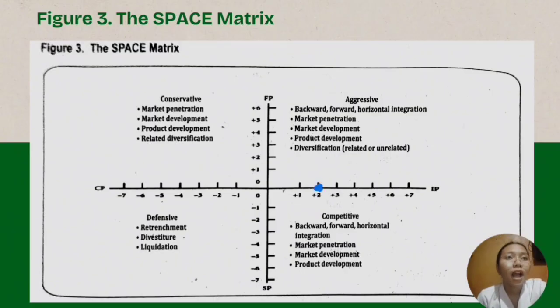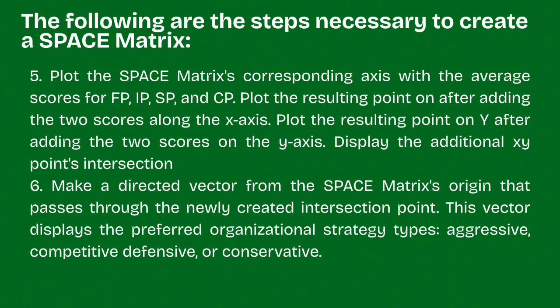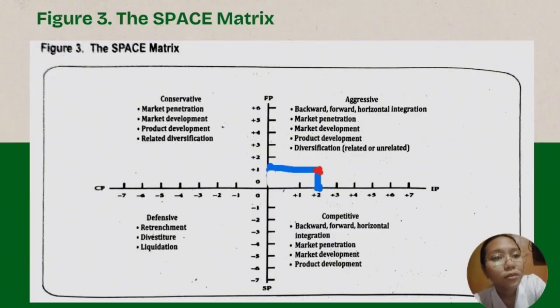Right here. And then ang y coordinate is positive 1. Right here. And then i-plot din nimo kung asa sila nag-intersect, kung asa sila nag-meet. So, that would be right here. So, that is their intersection. And then, for the last step, we draw the vector. So we draw our arrow right from the center of the matrix toward the intersection point. So that is the center. So we draw an arrow paingon sa intersection point.